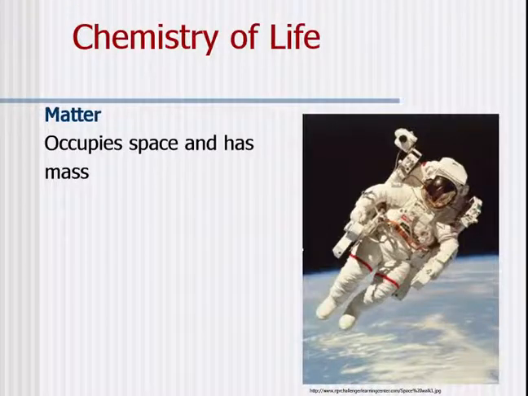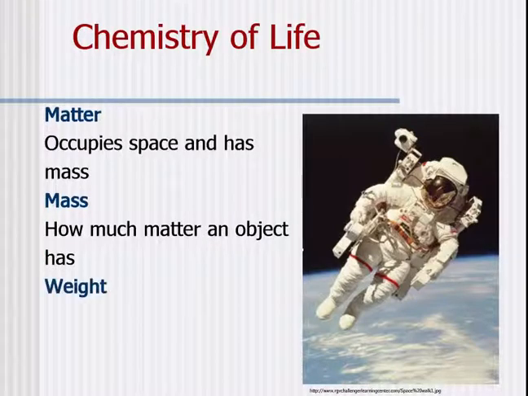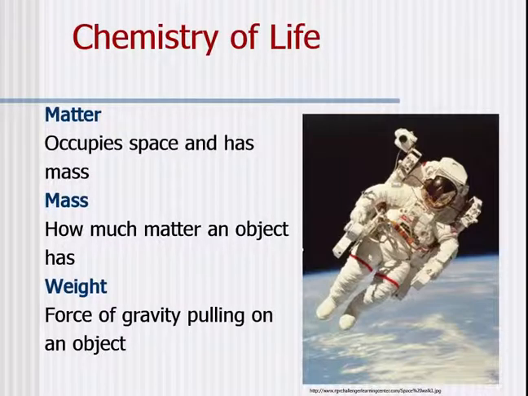Okay, everyone, we're just going to do a quick review of some chemistry concepts that you probably learned in junior high. We might be adding a little bit to what you learned in the past. First of all, we'll start with matter. Matter is anything that occupies space and has mass, and mass is how much matter an object has.